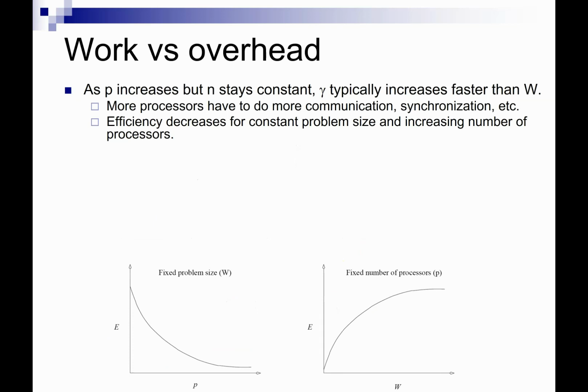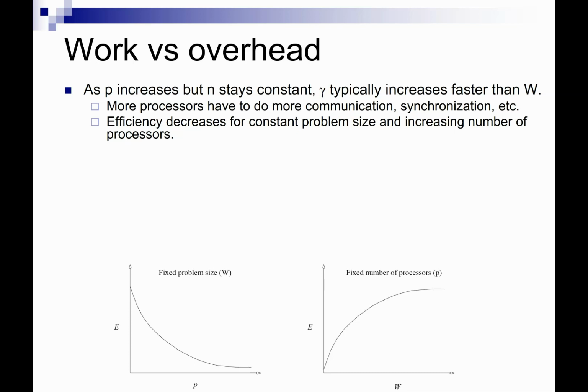Okay, so let's first look at this qualitatively, and then we'll give some actual numerical examples. First of all, suppose you have a problem and you increase the number of processors, but you keep the problem size the same. Then usually the overhead that you pay is going to increase faster than the work that you're doing, because in fact the work you're doing is going to stay the same if n stays constant. But as you increase the number of processors, you're going to increase the overhead, because, for example, you might have to do more communication or synchronization between the processors.